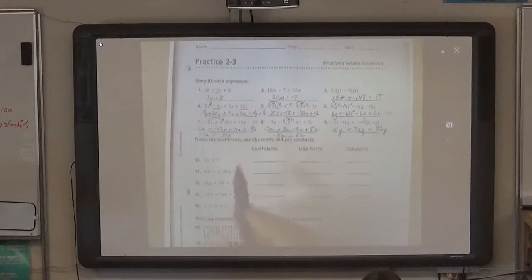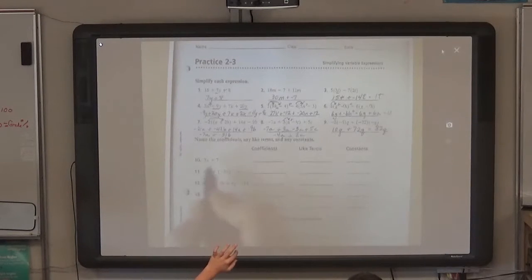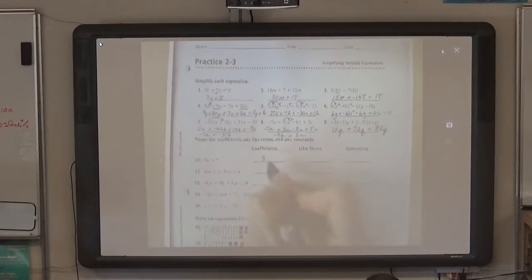Let's review coefficients. What's a coefficient again? Which one is the coefficient in this? Yep. It's the 3, isn't it? Just the number 3, not 3x. Don't write 3x here, because the x is not part of the coefficient. The coefficient is only the number. Alright? It's only the number that tells you how many of the variable there are.